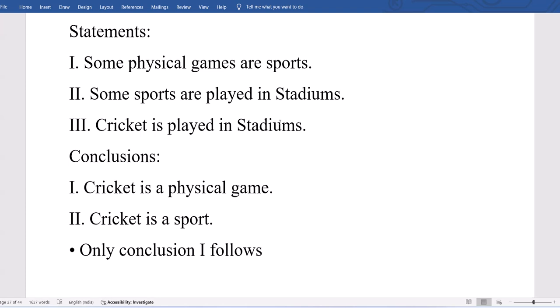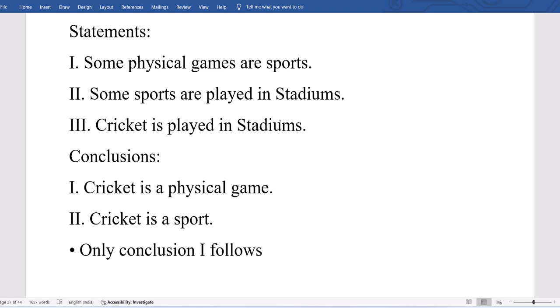No, don't take it personally. I know cricket is a physical game. Don't interrupt. For this, they'll give the known facts before, and you should throw them out. You should decide only with respect to the statements. A lot of people will tick one and two, saying, sir, I know cricket is a physical game, I know cricket is a sport.